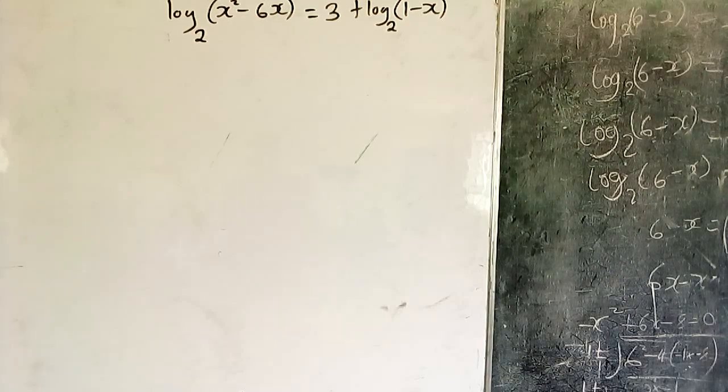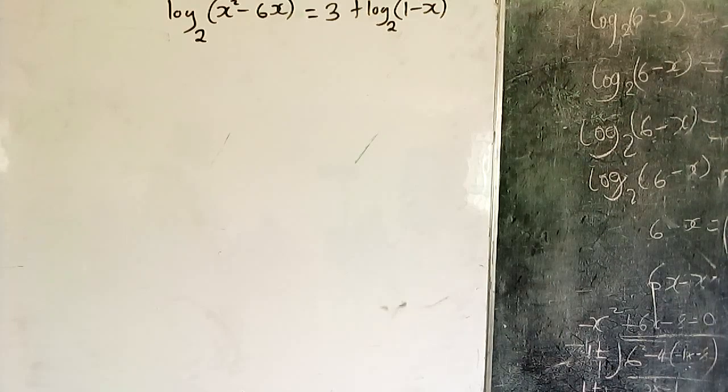Solve the following logarithmic equation. Log of x squared minus 6x to base 2 is equal to 3 plus log of 1 minus x to base 2, isn't it? So the first thing, as usual, we must ensure we have the same base all through.